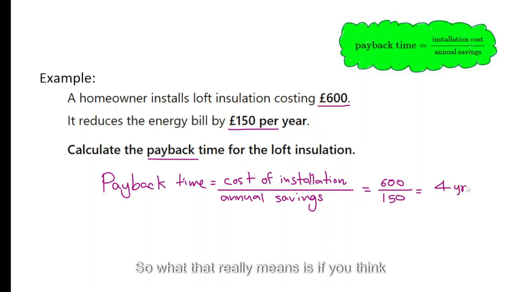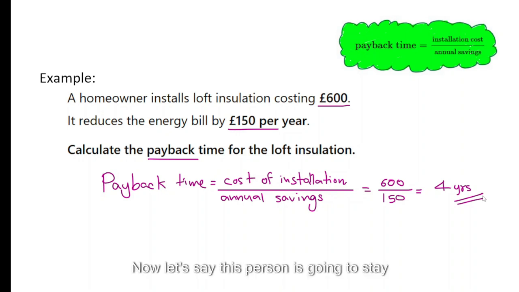So what that really means, if you think about the practical side of it, is the homeowner initially pays £600 out of his or her pocket. Then the energy bills go down by £150 per year. In 4 years' time, the homeowner gets the worth of their money, which means the initial cost has now been covered in terms of saving.